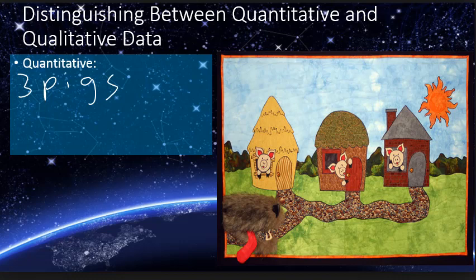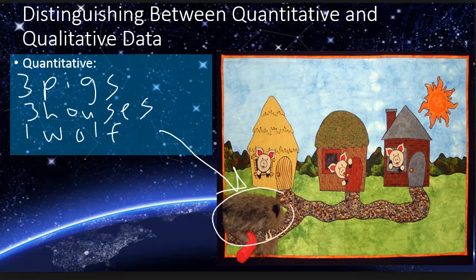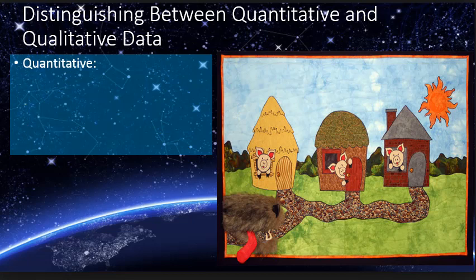You've also got 3 houses. And you've got 1 wolf. He's over here in the corner, getting ready to eat the pigs. Now, that doesn't sound super sciencey. You could do other things like, the temperature, the weight of each pig, if you could actually weigh them, and maybe you could determine whether the pig's weight had something to do with it surviving or not. All those are different ways.